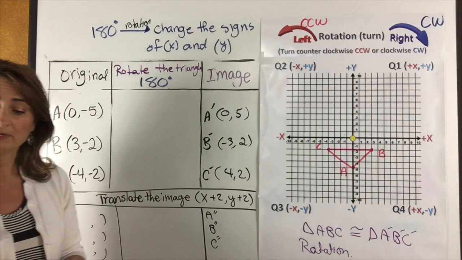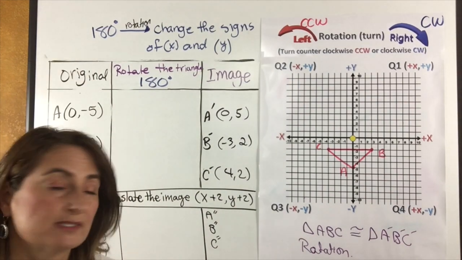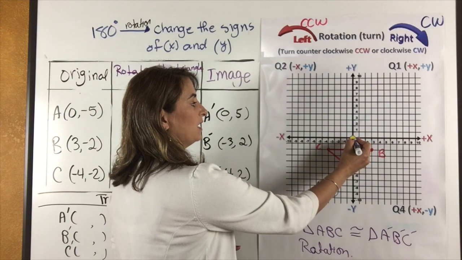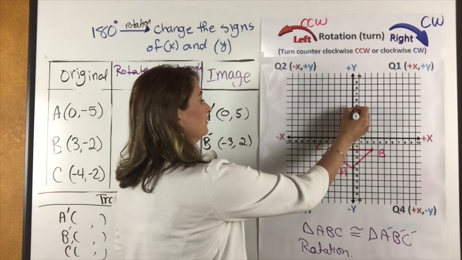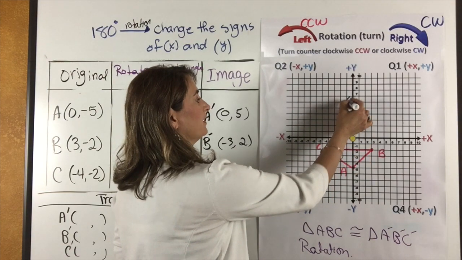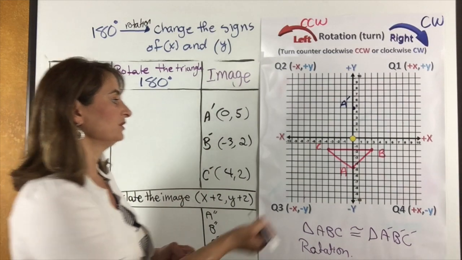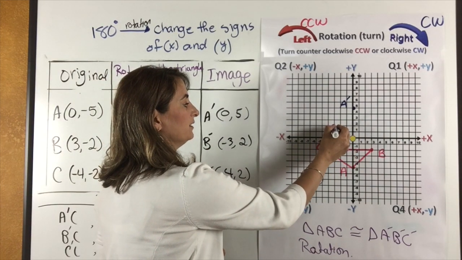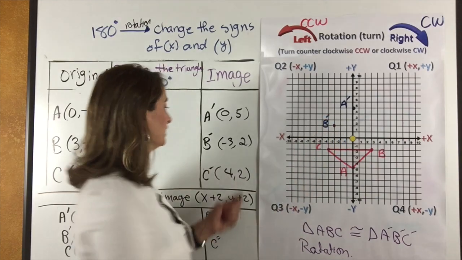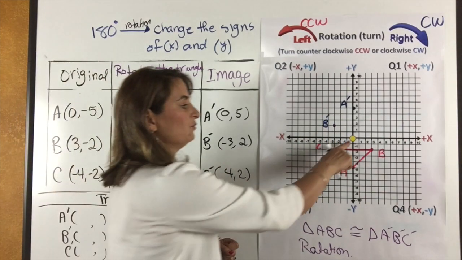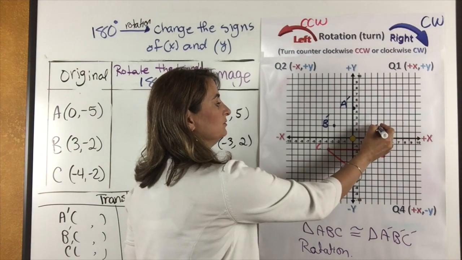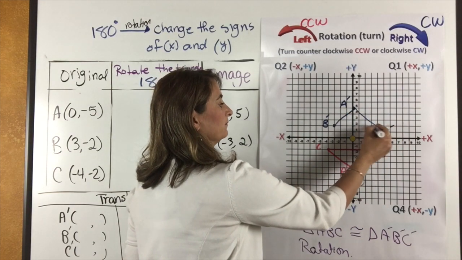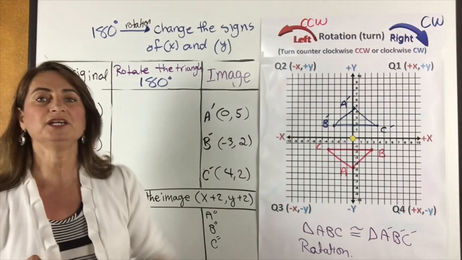Now plot them. I am going to use a different color so you can see it. A prime is 0, 5, so do not walk anywhere, just go up to 5, put a dot, and name it A prime. Now B prime is negative 3, 2. Walk to negative 3, then jump up to 2, and that would be B prime. C prime is 4, 2. Walk to 4, go up to 2, and that's C prime. Now connect them.